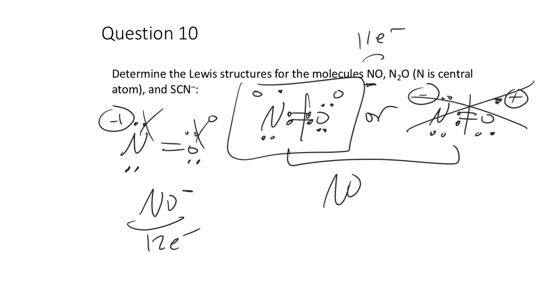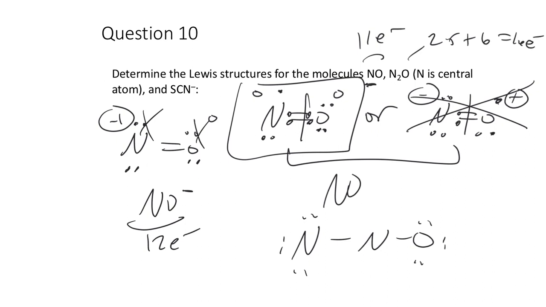What about N2O? We're told N's a central atom. Let's do our rule. Give an octet to the non-central atoms. Let's count our electrons. 16 electrons in total. And that's 16 distributed, so no lone pairs for nitrogen. So now I have a big formal charge of 3 plus.